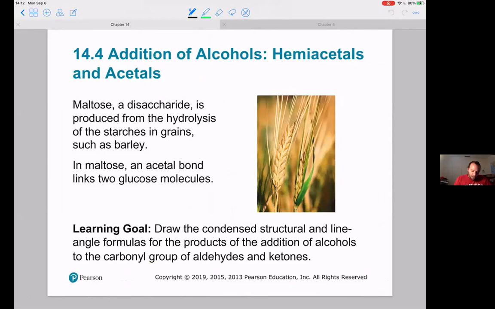Okay, so now we're going to talk about an addition reaction that occurs with aldehydes or ketones, where you add an alcohol and you form what's called a hemiacetal or an acetal. This is going to look kind of weird. I'm going to warn you, the products of these reactions are big and ugly, which makes them a little scary. It turns out to be a really important reaction for our biochemistry, because it is how our sugars get linked together, through these types of reactions.